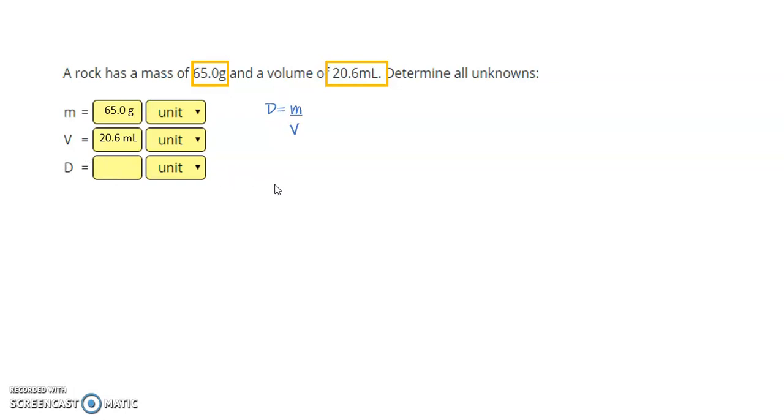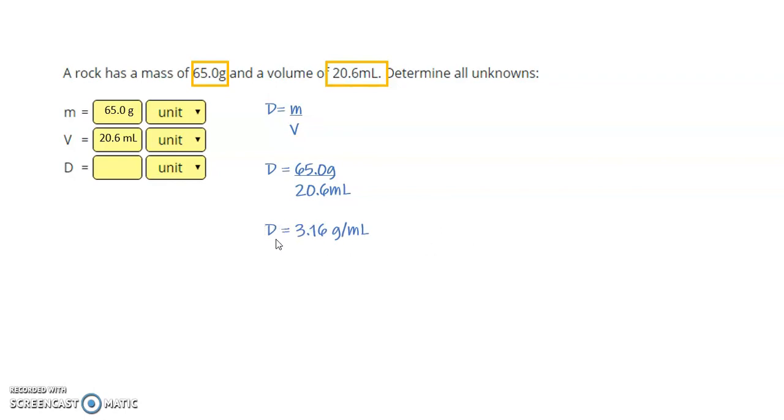So when you write it down here, you'll write D, then equals. M you'll pull from right here, V from right here. So you'll write D, remember you don't know it, so leave it as D, equals 65 grams from the mass divided by 20.6 milliliters from the volume. Then you can punch in your calculator, 65.0 divided by 20.6, and that gives you 3.16.